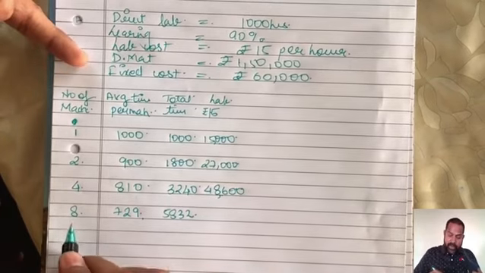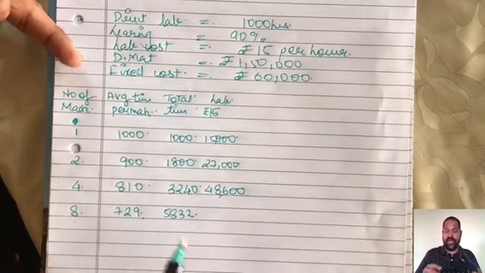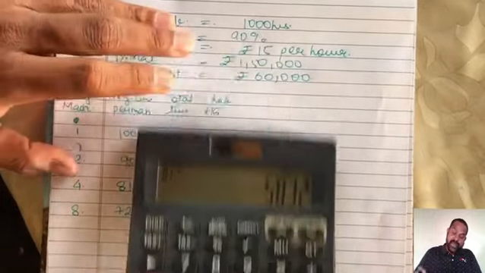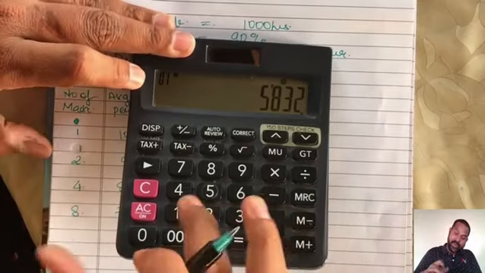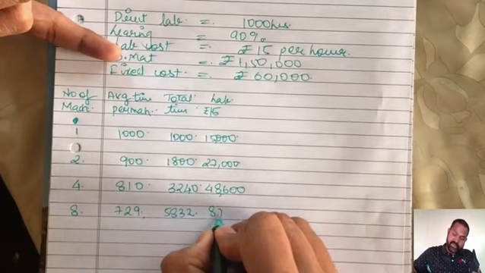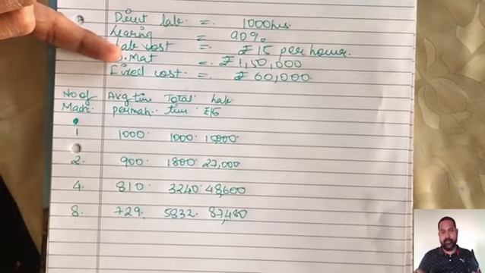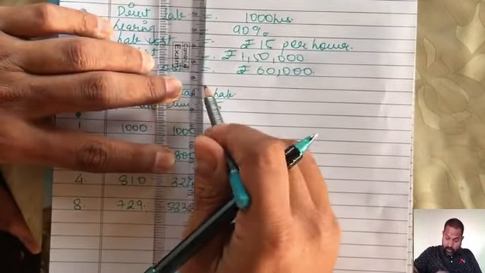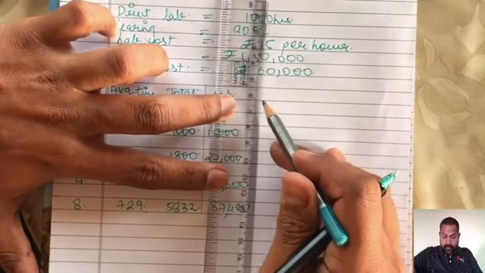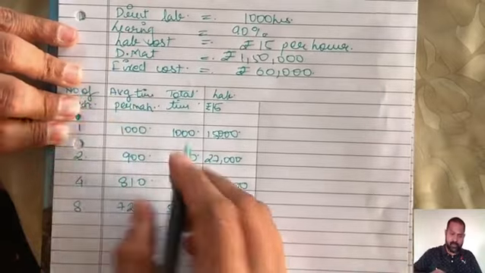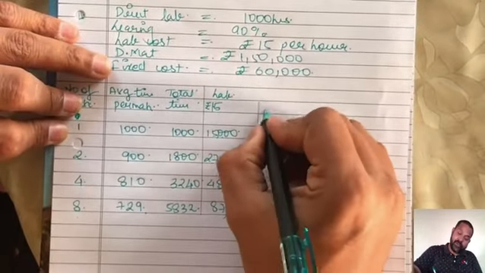The total time required to make 8 machines is 5832 hours. At 15 rupees per hour, I will end up paying 87,480 rupees. Am I correct? Yes. Let me draw a line here so that there is no confusion. I am done with the labor. What is next after labor? Material. What is material? 1,50,000 per unit.